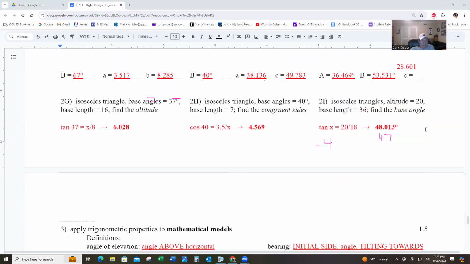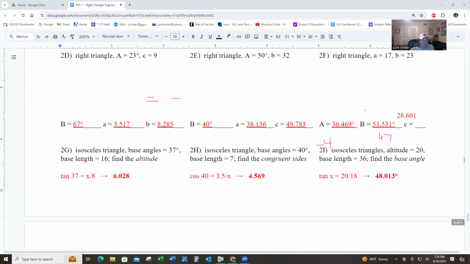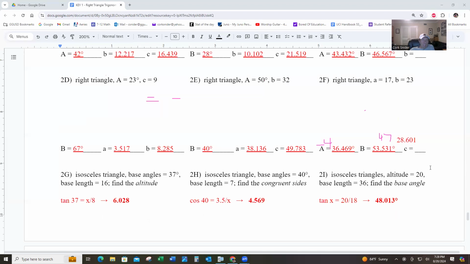Okay, so we got 2D, E, and F. And again, these are very lengthy, but let's attack them here. We'll get really good at this. All right, so A is 23 degrees, so A is rather slender. Make this 23 degrees.